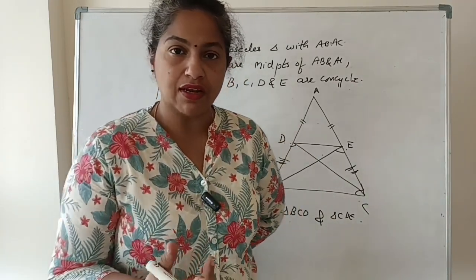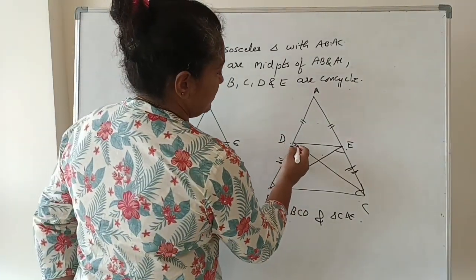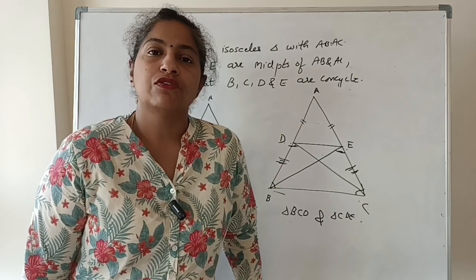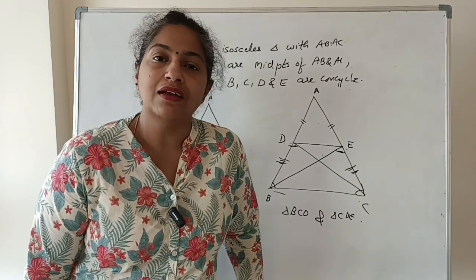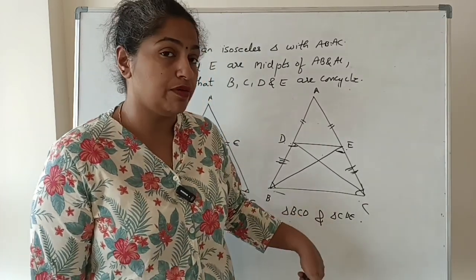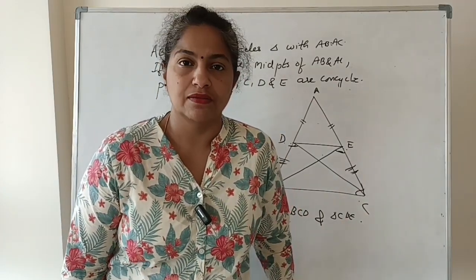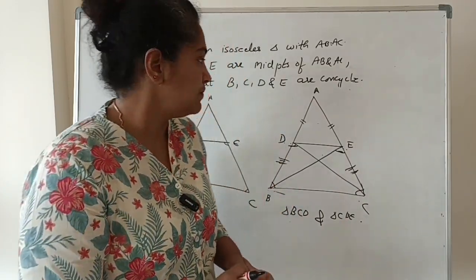Now because the triangles are congruent, I can say that this angle is equal to this angle by CPCT. So since they form equal angles in the same segment for the chord BC, I can say that all the 4 points are concyclic. I hope you have understood the proof.